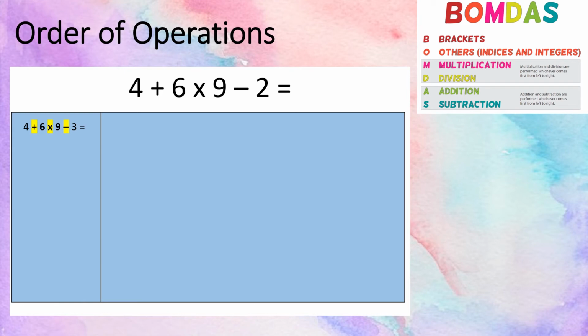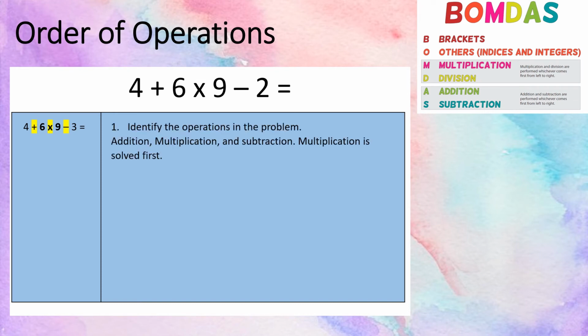The first step we need to do is to identify the operations in the problem. So we have addition, multiplication, and subtraction. We know by following BOMDAS that multiplication will come first. So our problem that we need to do is to solve the multiplication problem. As you can see here, that is 6 multiplied by 9. 6 multiplied by 9 is 54.